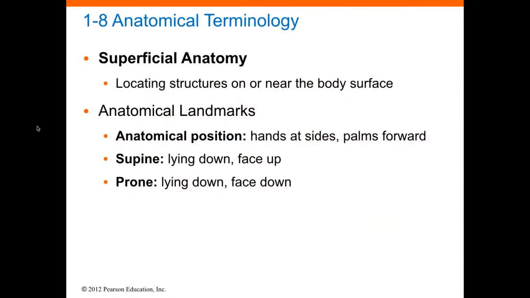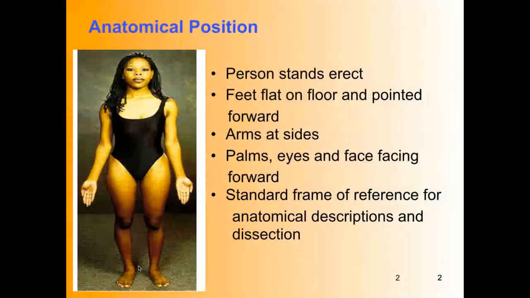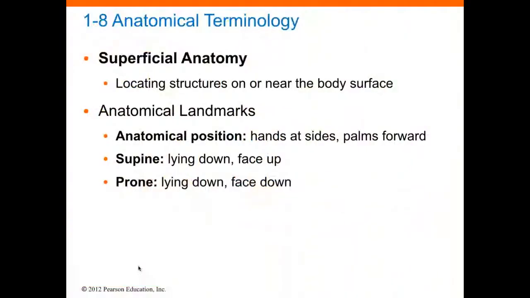When we look at superficial anatomy, these are the structures that are located close to or at the body's surface. It doesn't need any type of microscope. It's macroscopic. We can see it with the naked eye. And again, it is close to the body's surface. When we talk about anatomical landmarks, this term anatomical position again refers to what we spoke about here, standing erect with the palms facing anteriorly or facing forward.